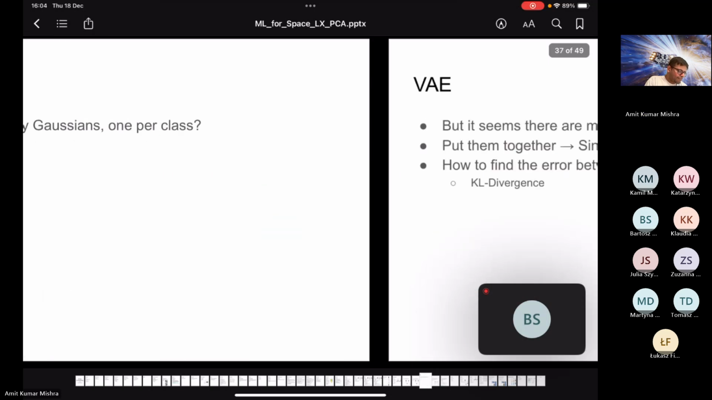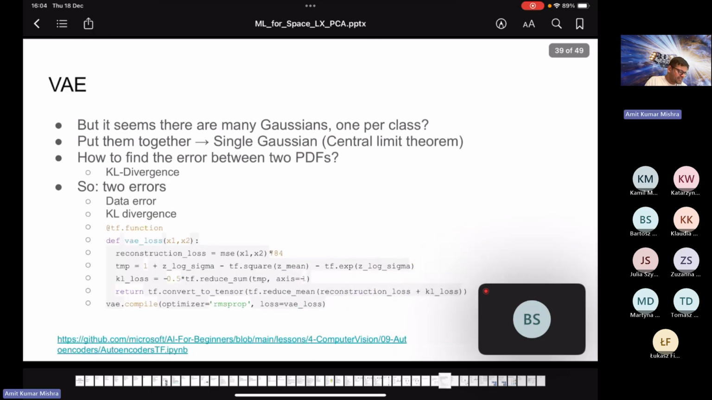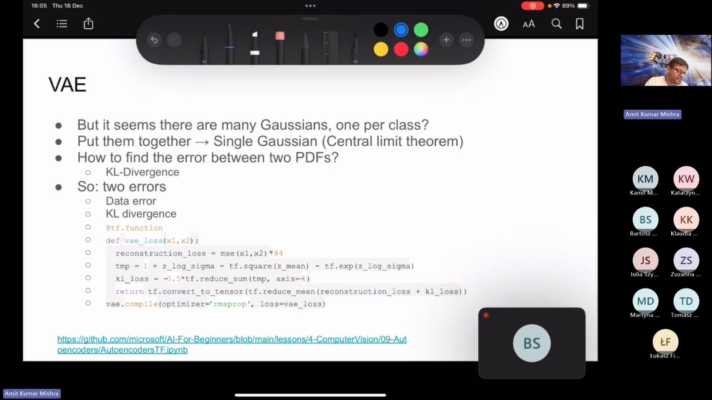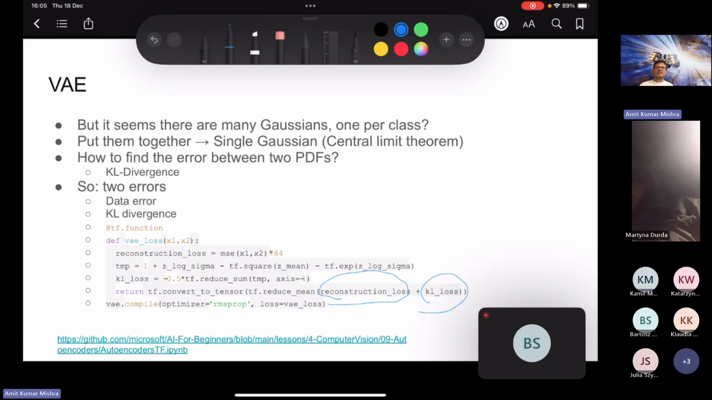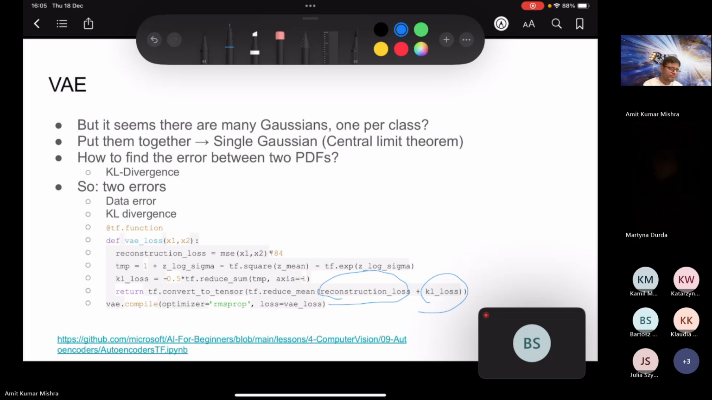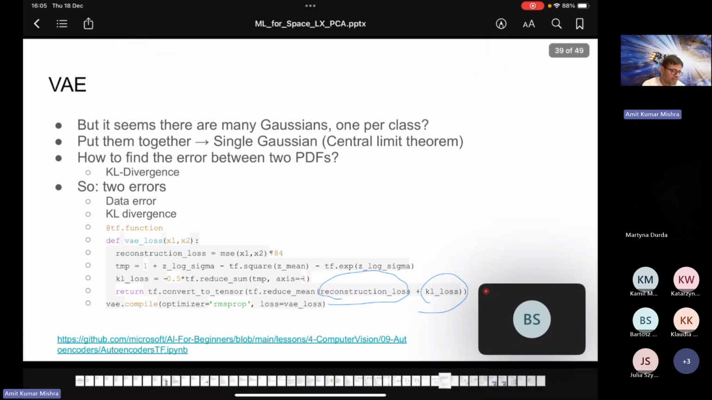Let me show KL divergence, and this is a snippet of the code showing the two different loss functions. So you now have two loss functions. One is the reconstruction loss, which is the difference between the input and the output, and the second is the KL divergence loss. Together they make one loss, and when you minimize that loss, you make the representation good, as well as make the bottleneck data as close to a Gaussian distribution as possible.